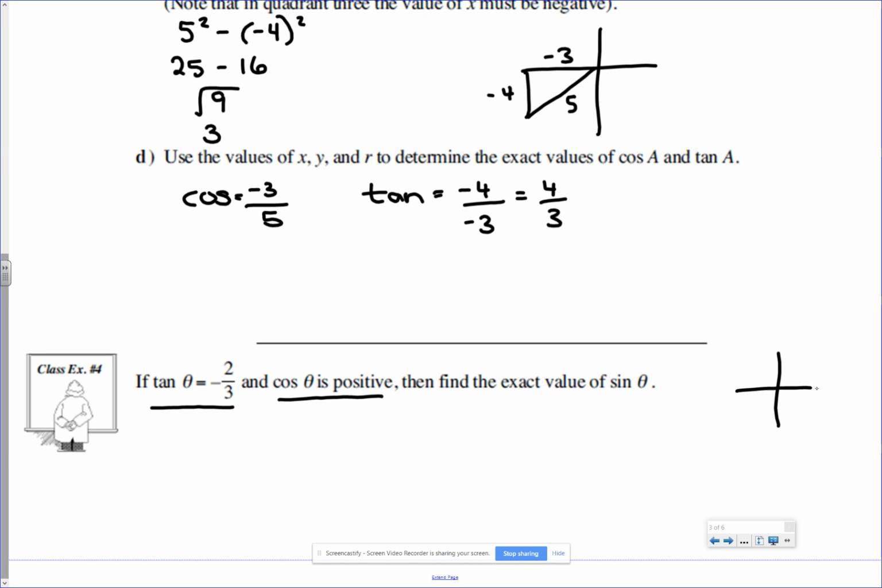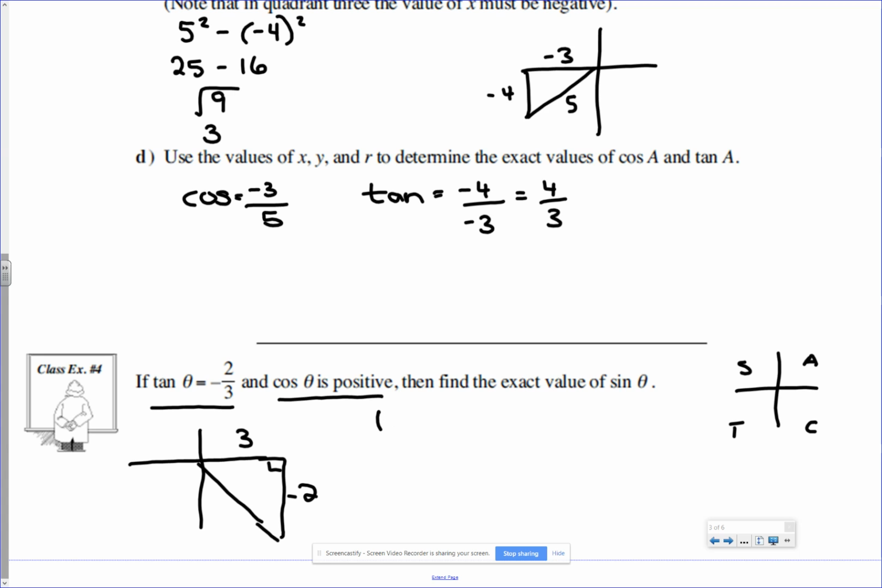So the only quadrant where tan is negative and cos is positive is this quadrant right here. So this would have to be in quadrant 4 for cos to be positive, but tan to be negative. So given this value here, I know my tan, so that gives me my opposite side has to be 2, and my adjacent side would have to be 3, and the negative value here is going to go with the 2 because that would be the negative point.